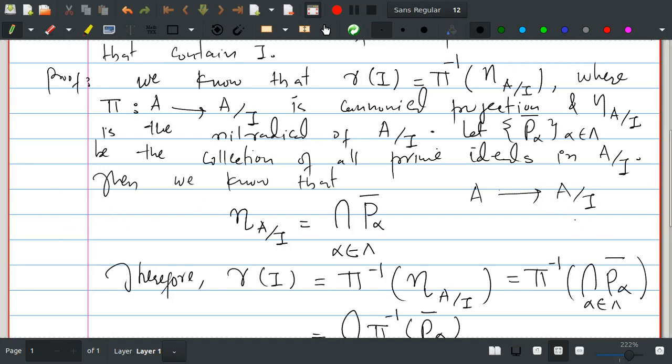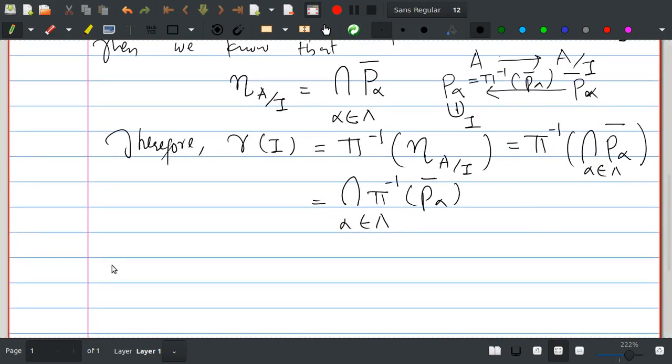So hence if P alpha bar is an ideal here, then corresponding to P alpha bar we have a prime ideal P alpha here that contains I, because there is a one-to-one correspondence between the ideals of A mod I and the ideals of A that contain I. So this P alpha surely contains the ideal I, and this P alpha is also prime in A, because this P alpha is actually the inverse image of this P alpha bar, while P alpha bar is prime. So let us write this down here.